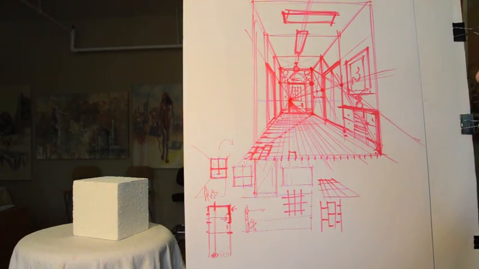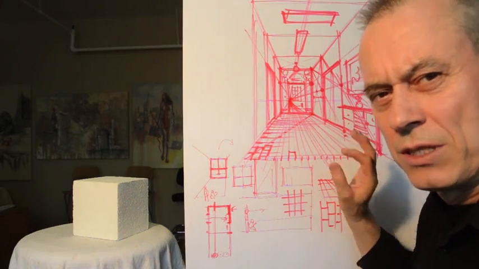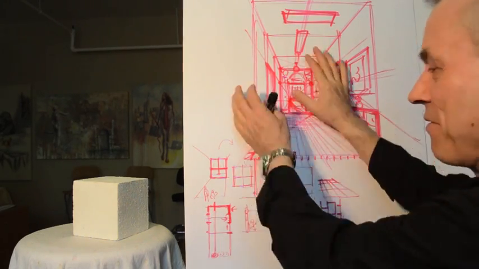So now you see, when you get to this kind of pre-sketch, you remember that the red is always very light pencil, that's planification.